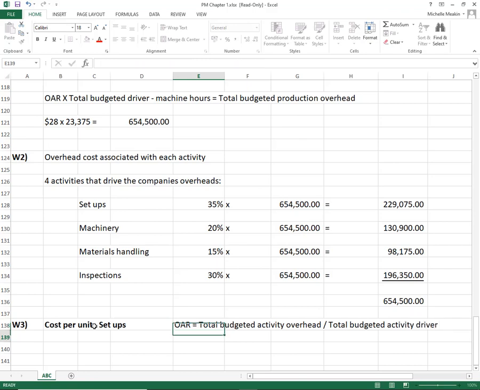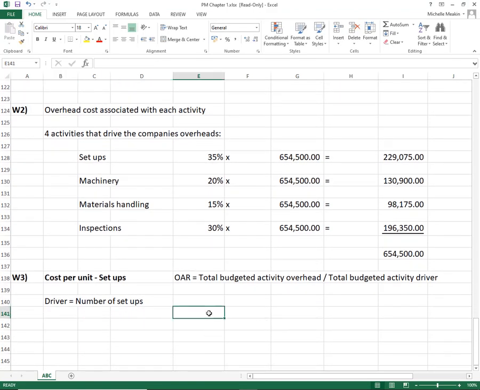Based on the information provided, we are looking at a cost pool of setups. You are provided with number of setups, number of movements of material, number of inspections. So the driver for setups will be the number of setups. And again, I am going to look on a per product basis. So X, Y, and Z. I am going to look to apportion the overhead to each product.